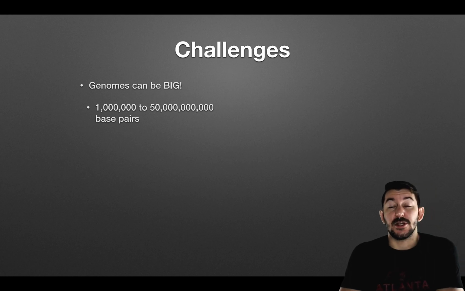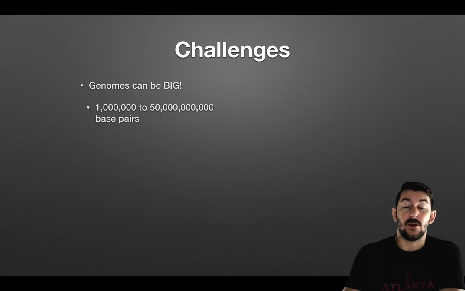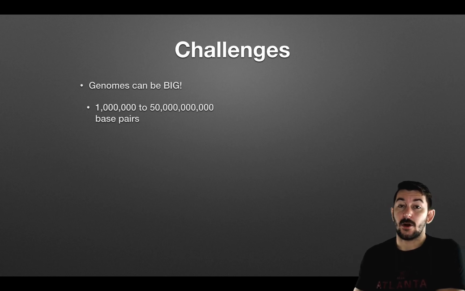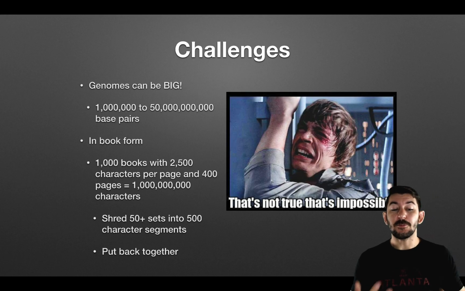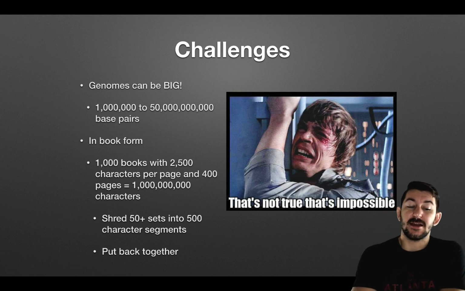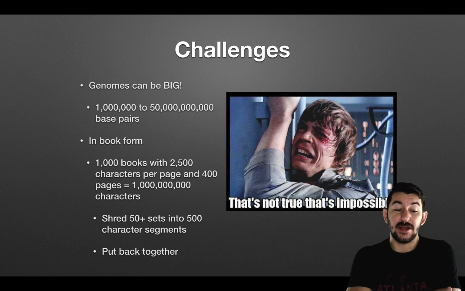Challenges, though. Genomes can be big, particularly eukaryotic genomes. You can end up with genomes that are anywhere from 1 megabase, in other words, 1 million base pairs, to 50 billion base pairs, or 50 gigabases. These are all within the realm of possibility if you're looking at eukaryotic genomes. To put this in context, if we're thinking about just a 1 gigabase genome, a very average eukaryotic genome, in book form, like if you were to try and find it at the library, it would take 1,000 books that have 2,500 characters per page and 400 pages to contain one copy of the genome.